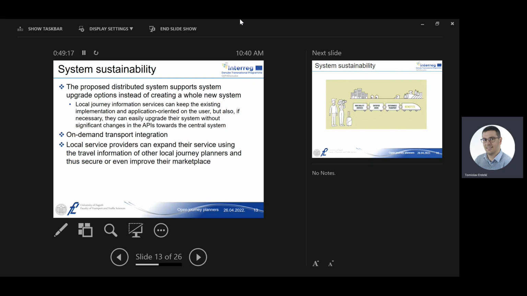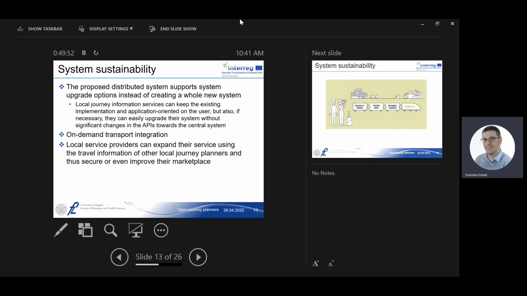And then all of these APIs can also be used by other local journey planners. That's the cool idea because, for example, some companies located in Croatia now only use data for Croatia. But if there is an API or local journey planner in Slovakia that has opened its data, they can also use data from Slovakia to provide some transport routes from Zagreb to Slovakia and get money for that. So they establish a secure place in the market.